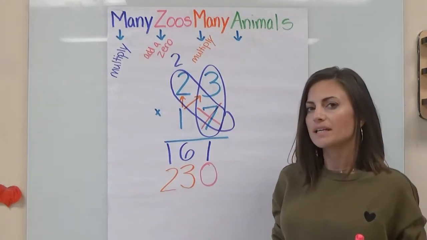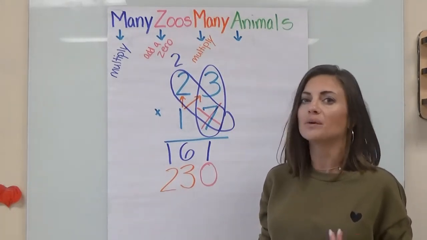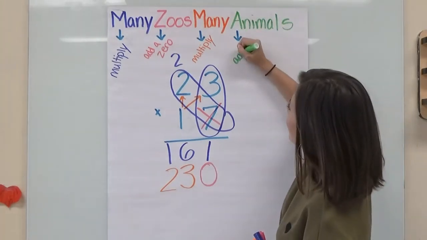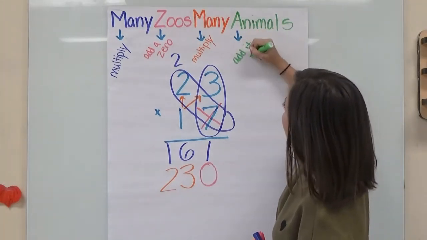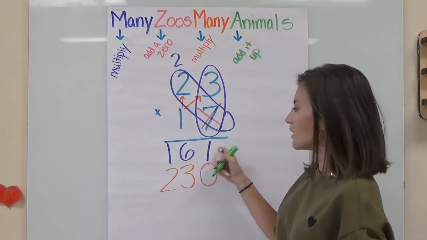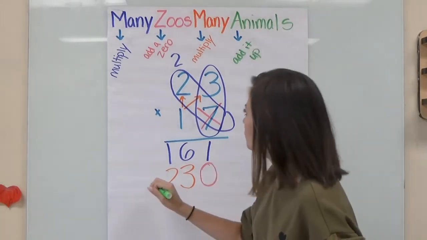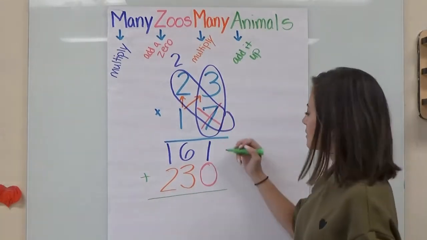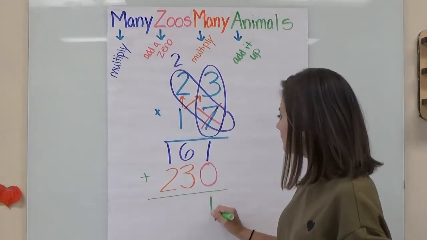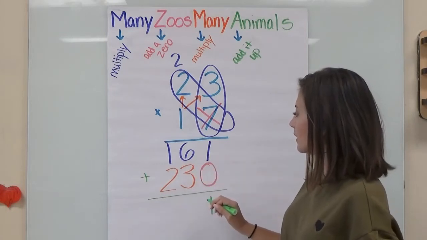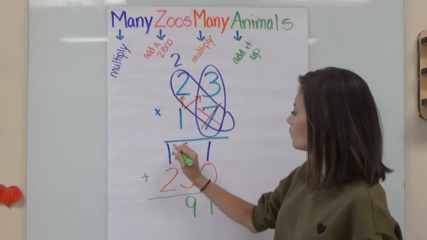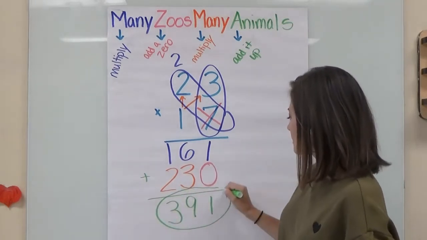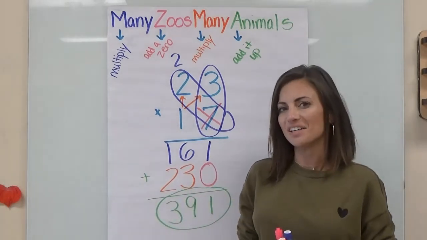And you might have guessed, based on our steps for multiplying with the area method, this animals stands for add it up. So we are going to take our 2 partial products, and we are now going to add them together to get our final product. 1 plus 0 is 1. 6 plus 3 is 9. And 1 plus 2 is 3. So my final product is 391.